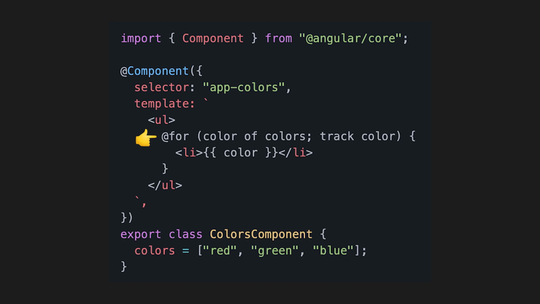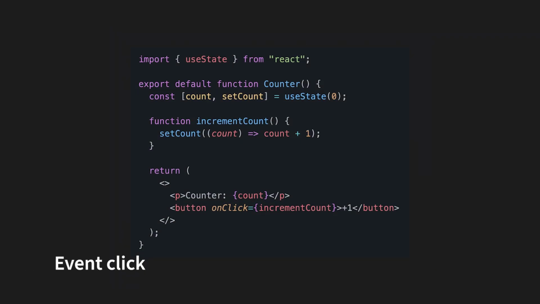Now, let's dive into a simple counter example and see how React and Angular handle state updates. We begin with the useState hook, initializing our counter to 0. The increment count function uses the state setter to increase the count by 1, leveraging a callback to ensure the previous value is correctly updated.